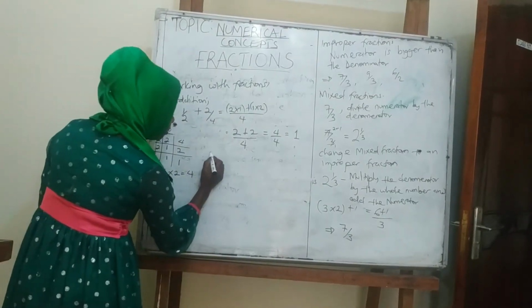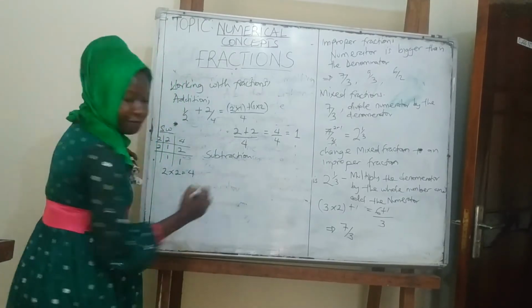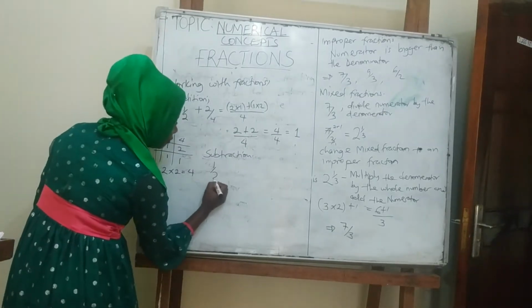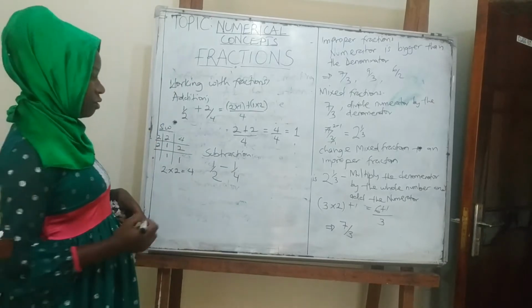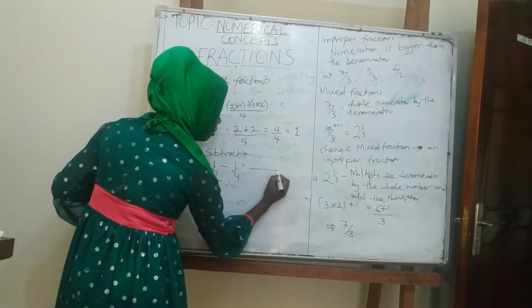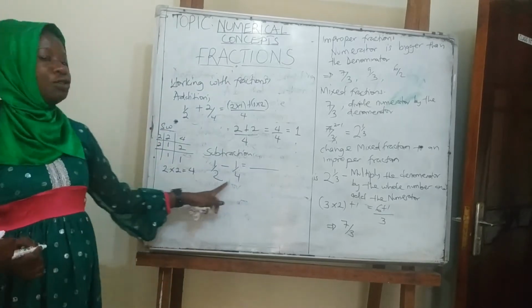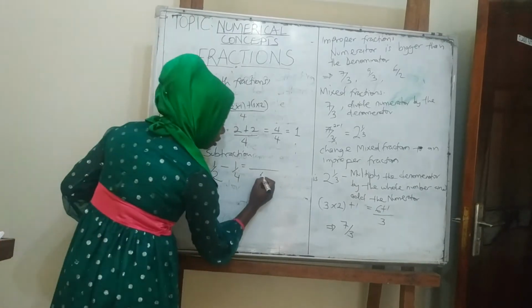Then when we come to subtraction, we can have examples like a half minus a quarter. The same procedure for addition. We simply also get the LCM. Like we saw, we have 2 and 4. The LCM for these two is 4. My LCM will be 4.